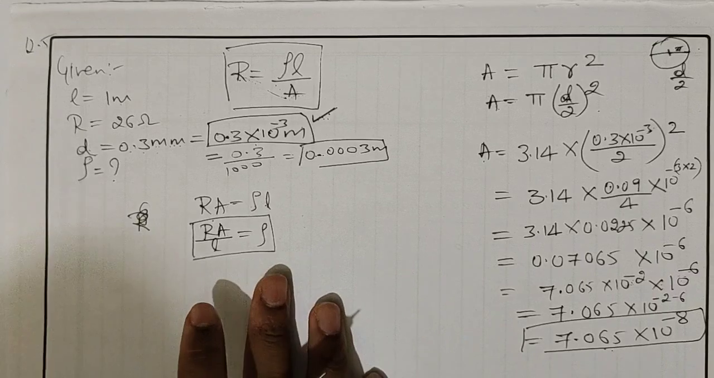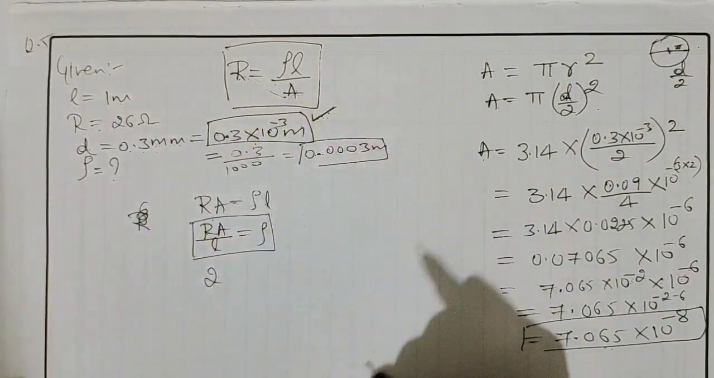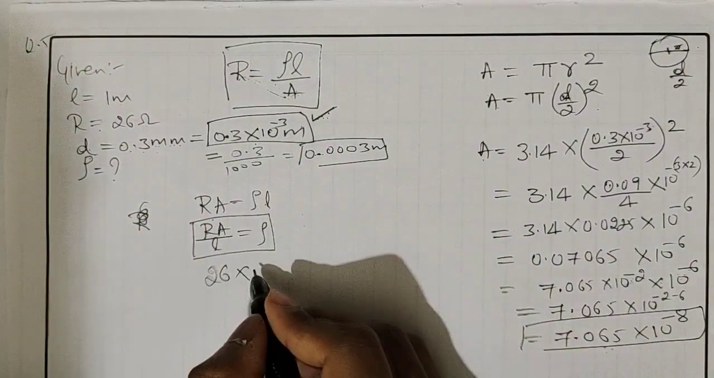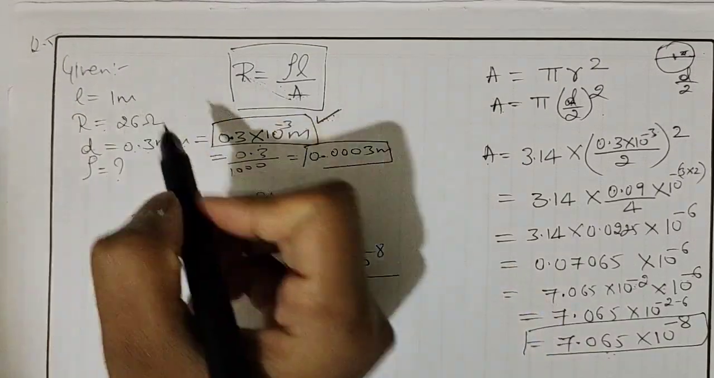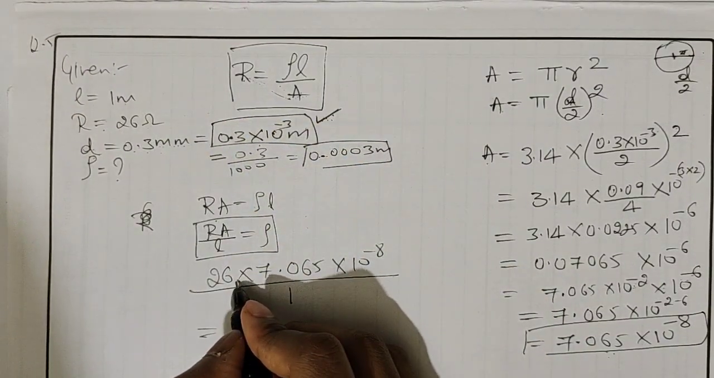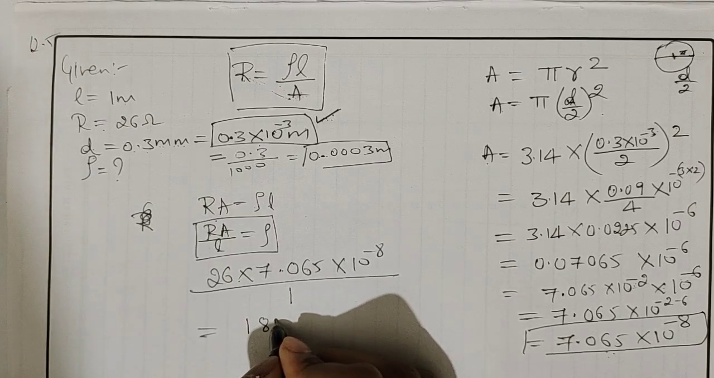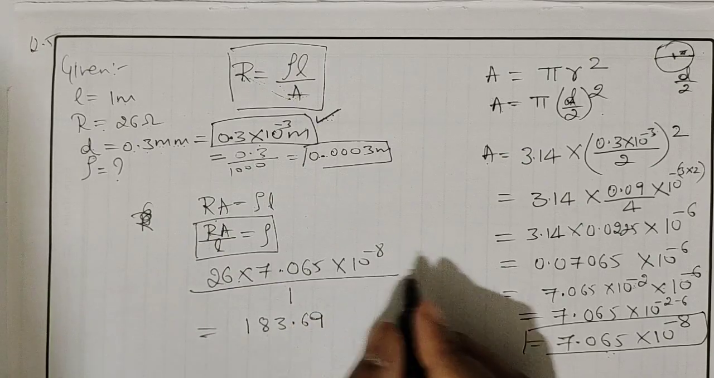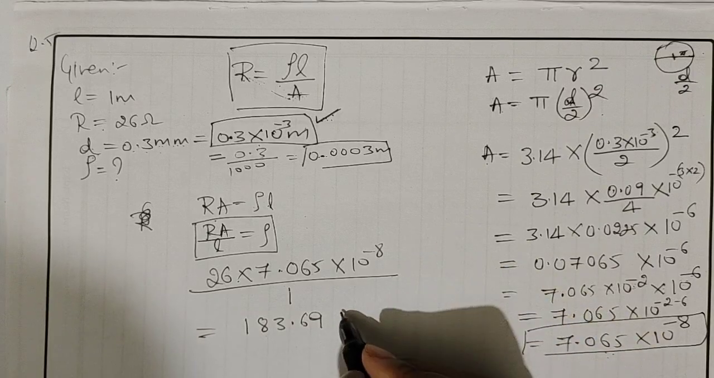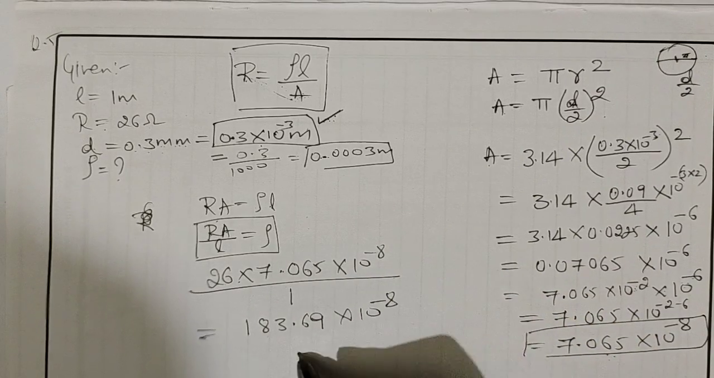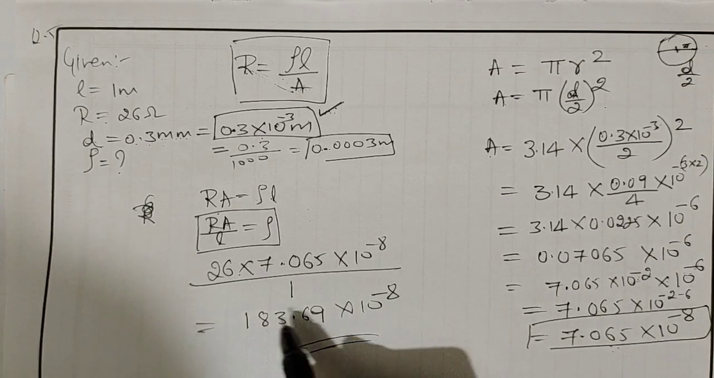Correct now? So now what do we have? R is already given in the given terms, that is 26. What is A? Just now we found that, 7.065 into 10 to the power minus 8. What is L? 1. Now 26 into 7.065. How much? Multiply and see. 183.69 you will get as an answer, or we may also get 184. Just cross check, do it step by step, and 10 to the power minus 8. This is our answer. If you want, you can just end here. If not, I can shift this point to here.